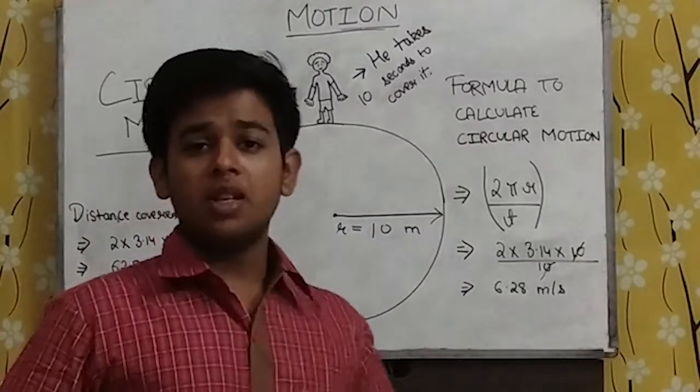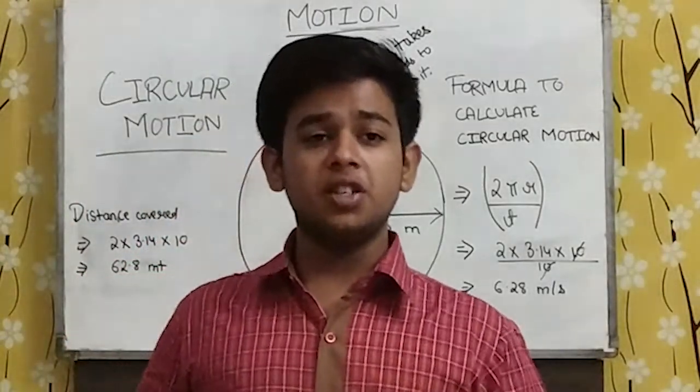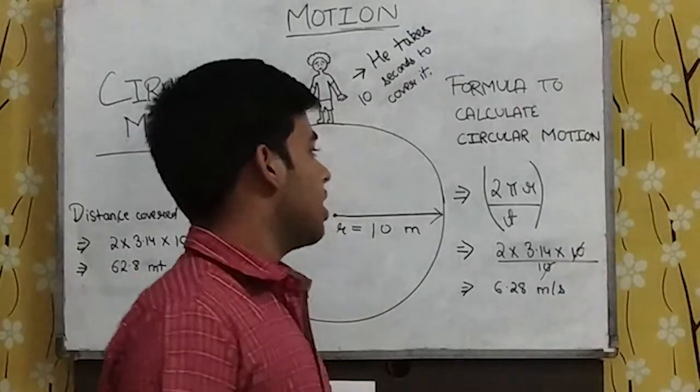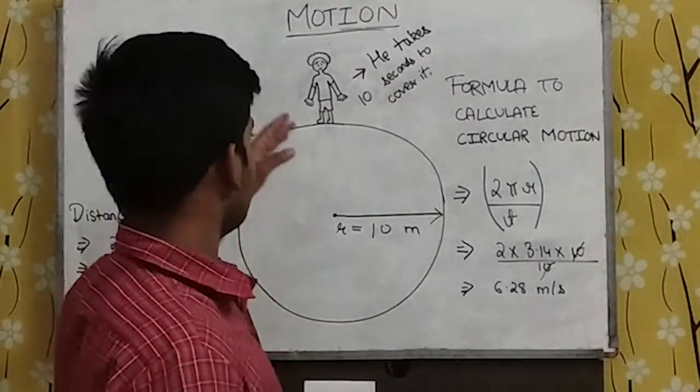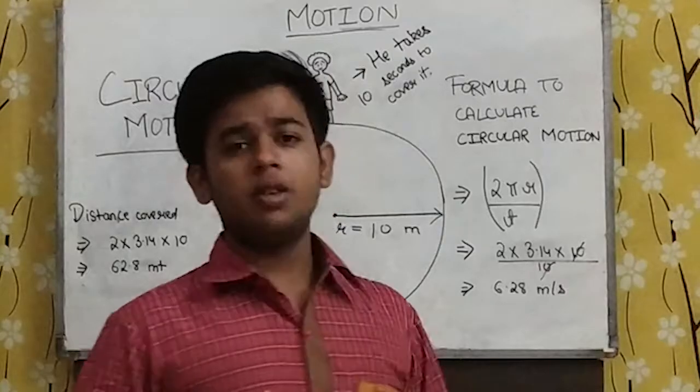The speed of the boy remains constant, but the velocity changes due to change in direction. Formula to calculate circular motion is 2 pi r upon t. The circular motion in this case is 6.28 meter per second.